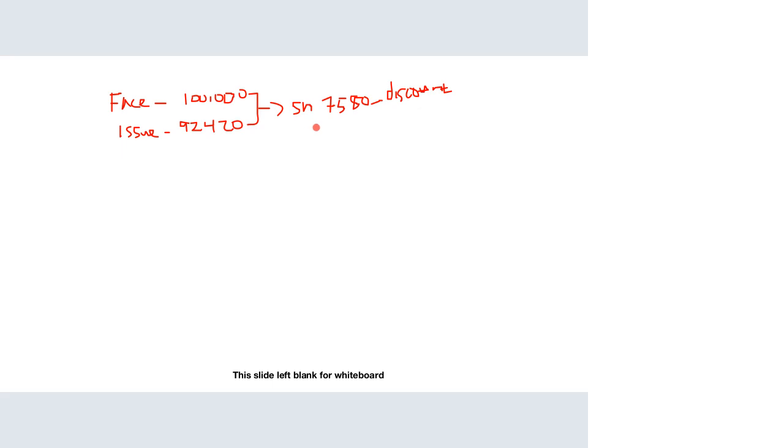Now, since this bond has a life of 5 years, the annual amortization of bond discount will be equal to, now we divide. Remember, the discount is 7,580. So we need to get the annual amortization of bond discount. So what we will do is take 7,580 divided by 5. So what will that give us?